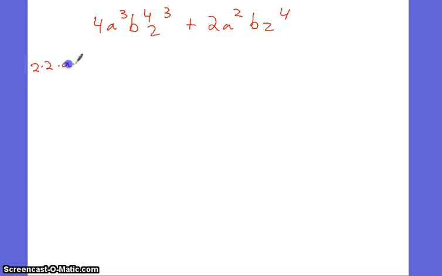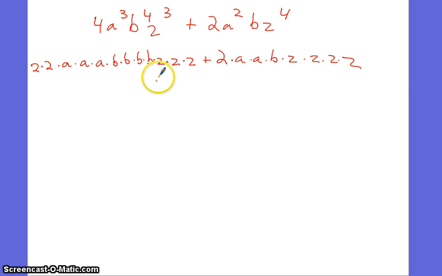2 times 2 times A times A times A times B times B times B times B times Z times Z times Z plus 2 times A times B times Z times Z times Z times Z. Double check to make sure you got everything in there that you should have. And then what can you factor out of this? Well, I could take a 2 out of each of these things, right? So I'm going to pull a 2 out of there. I could pull 2 A's out of both of these.